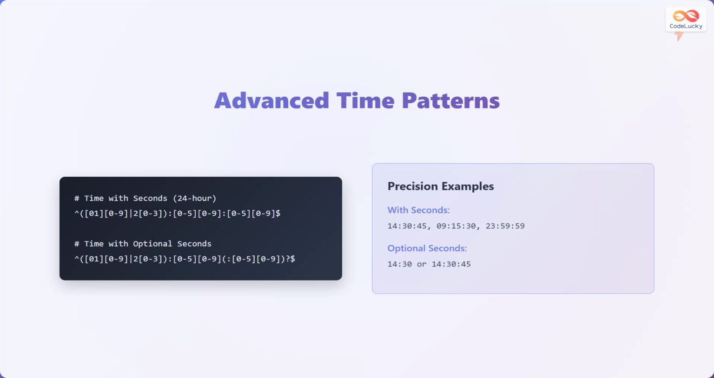On the right are some examples. For the time with seconds, we have 14:30:45, 09:15:30, and 23:59:59. For the time with optional seconds, we can either have 14:30 or 14:30:45.